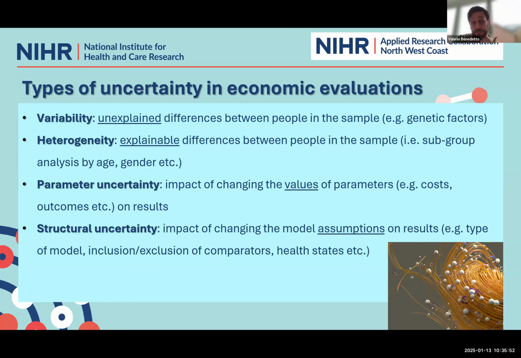And the most probably complex form of uncertainty is the structural uncertainty, because that implies understanding how changing the model assumptions will have an impact on the results. So, for example, changing the type of model, moving from a decision tree to a Markov model. Including or excluding different comparators, including or excluding different health states. So these are things Luis, for example, discussed in session 2, adding or removing health states from a particular model.